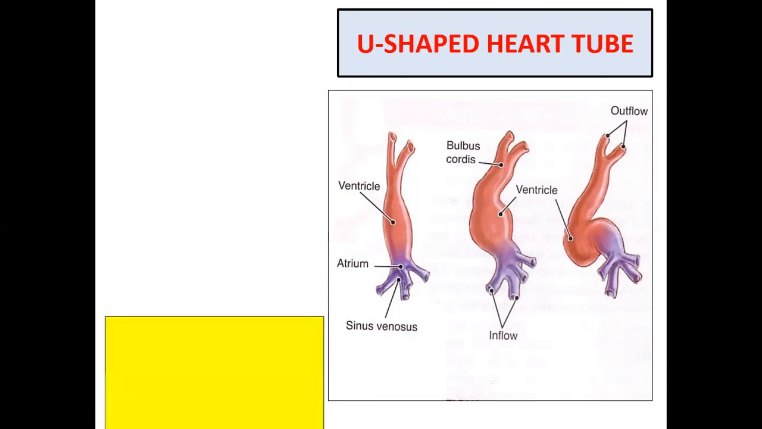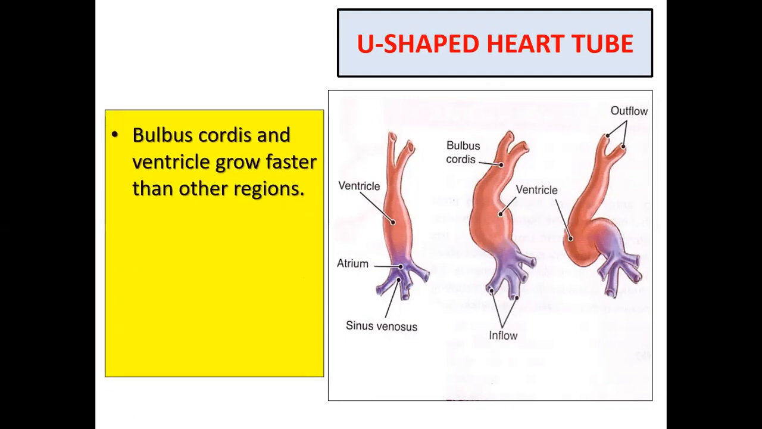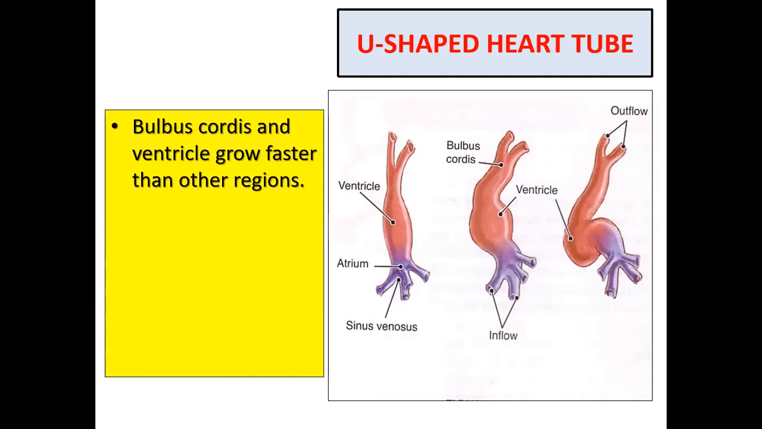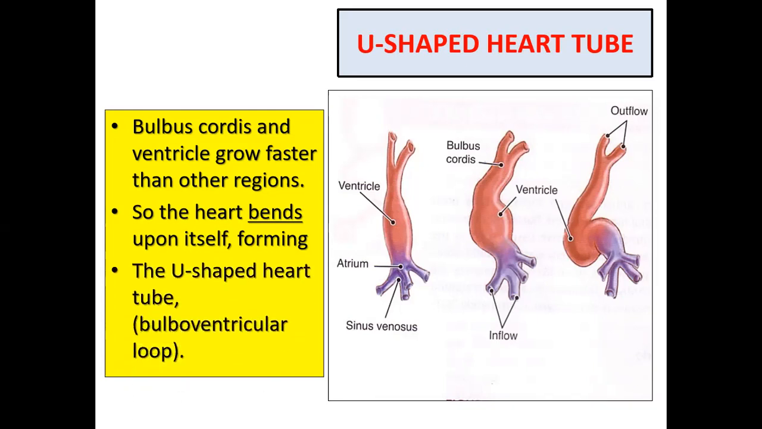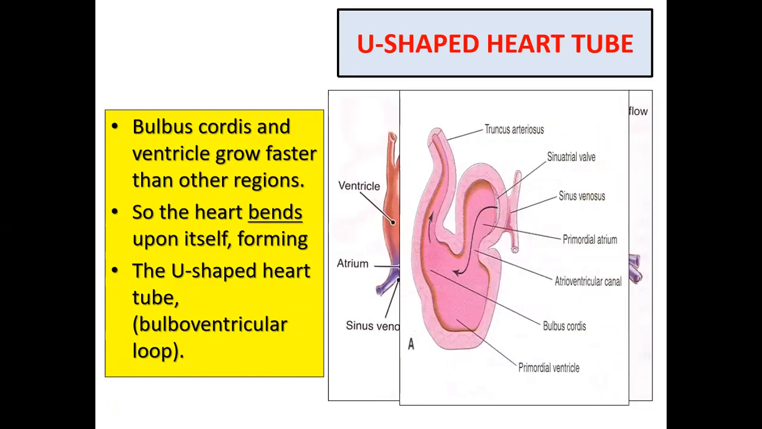You can see the heart is slightly bulging. So the bulbus cordis and the ventricle grow faster than any other region. So the heart bends upon itself, forming a U-shaped heart tube. This is called the bulboventricular loop. That is how it is.